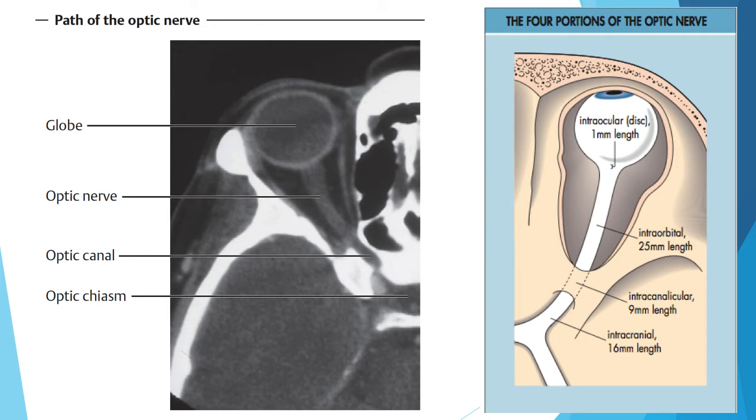This diagram and this CT scan show the parts of the optic nerve. We have the optic nerve head, which is the intraocular part. It's about 1 millimeter in length, and then the part behind the globe, which we call the intraorbital part, which is 25 millimeters in length, and then the intracanalicular part, which is about 9 millimeters in length, and the intracranial part, which is 16 millimeters in length. So these are the parts, and this is a CT scan showing exactly the parts we see when we do a CT scan for the patient.